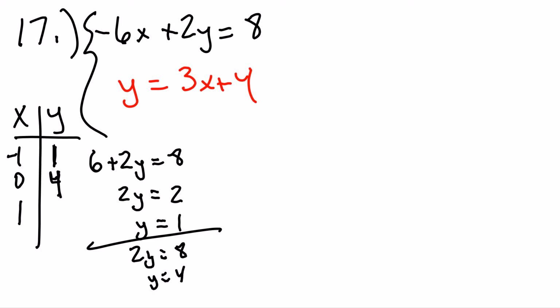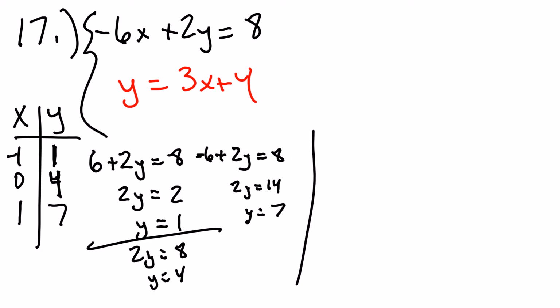Alright. I'm thinking the next one's going to be 7, so let's find out. I plug in 1. It's negative 6 plus 2y equals 8. Add 6 to both sides, I get 2y equals 14. So y is a 7, just like I thought. Now I make my XY chart.